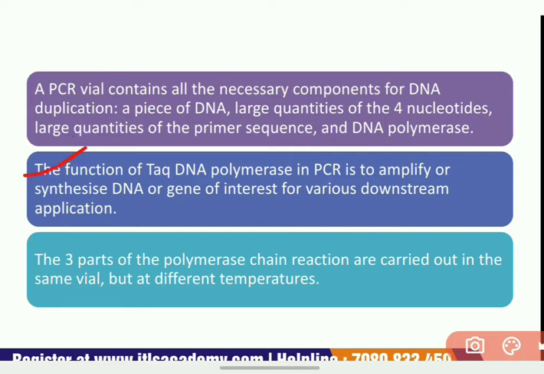The function of Taq DNA polymerase in PCR is to amplify or synthesize DNA or gene of interest for various downstream applications. The three parts of polymerase chain reaction are carried out in the same vial but at different temperatures. The first part of the process separates two DNA chains in the double helix. Second, it anneals primer, and the final step of the PCR makes a complete copy of the DNA.